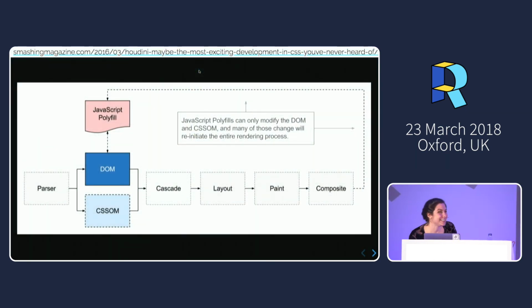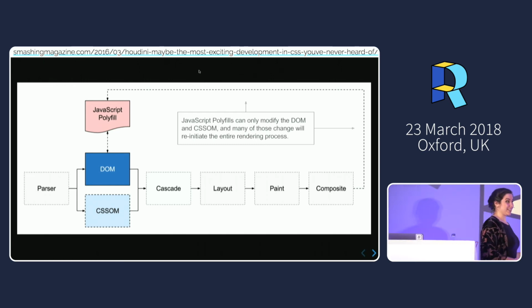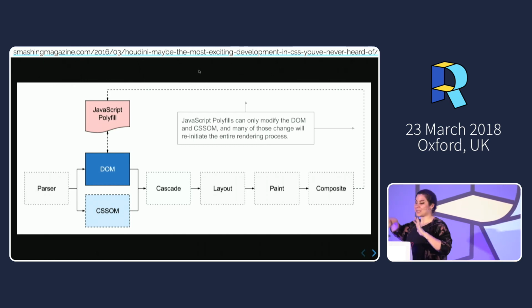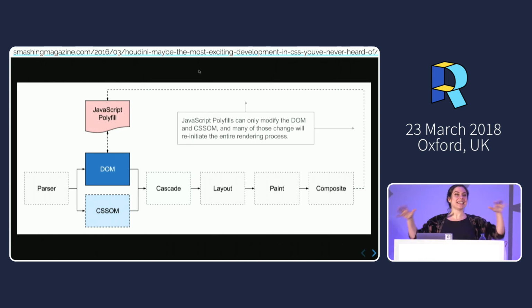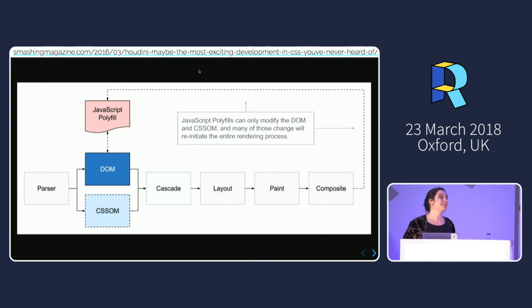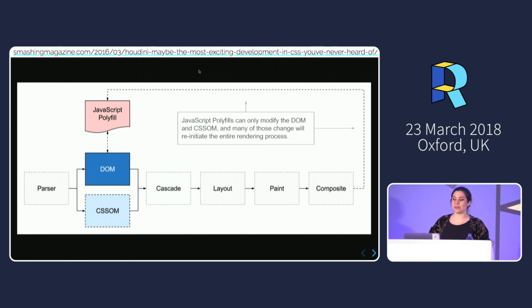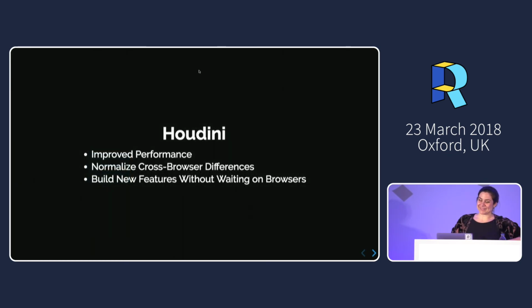Okay, so with Houdini, what we get is the ability to edit the browser's CSS object model. So we get access to this little core bubble, this blue dotted line that nothing else gets access to. You can use JavaScript to alter the DOM. We all know that. You can write polyfills to do that. It'll go through Cascade, Layout, Paint, Composite. But you cannot currently access the CSS object model. And what Houdini does is it allows us to write CSS worklets to gain access to the browser's internal CSS object model. It's really cool.